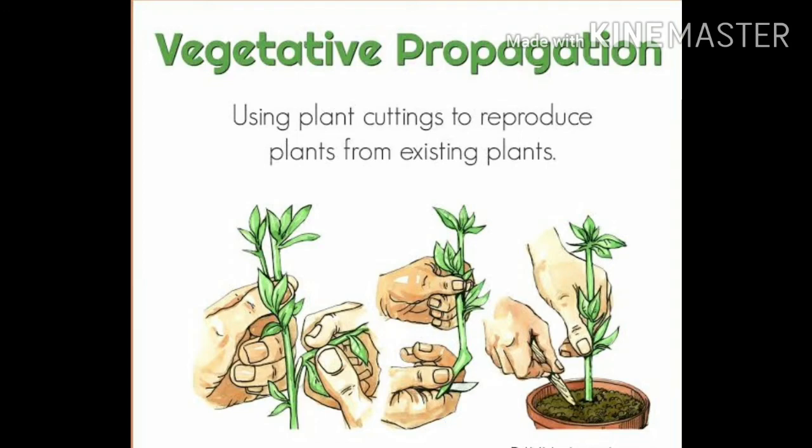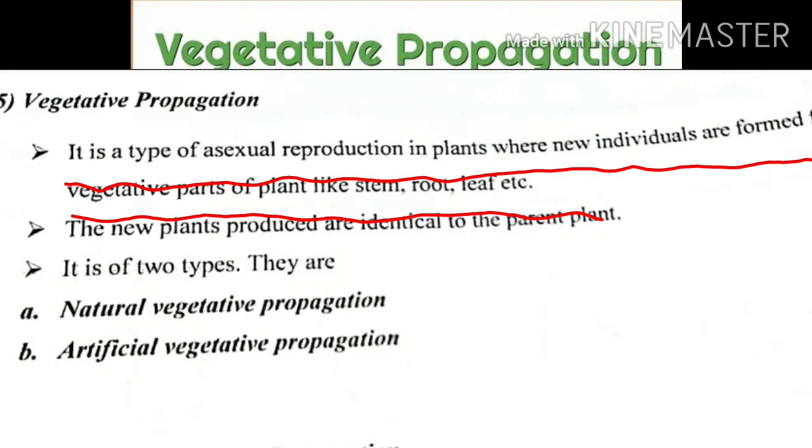Okay, dear students, in this video, we shall discuss another type of asexual reproduction which is known as vegetative propagation. You all might have heard about the term vegetative propagation. It is a type of asexual reproduction in which new plants are produced from the vegetative parts of the plants, which include the stem, root, leaf, etc.